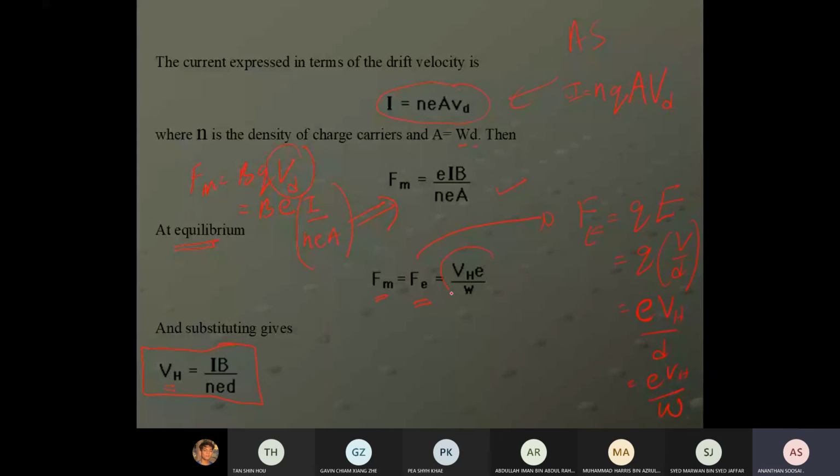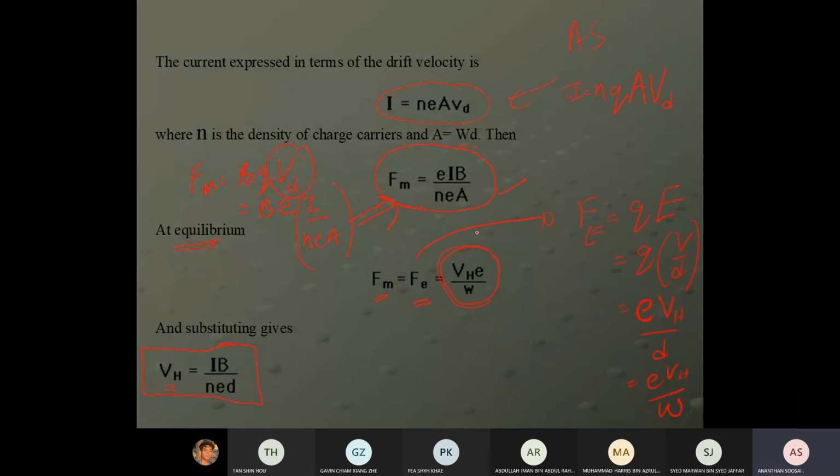So this is your electric force: V_H e over W is the electric force. e I B over n e A is your magnetic force. These two forces are equal. Then you get this.